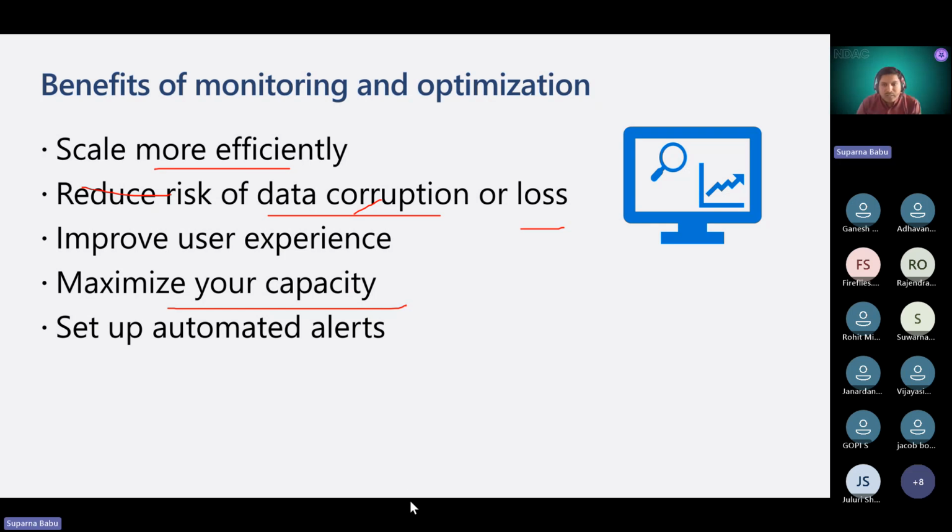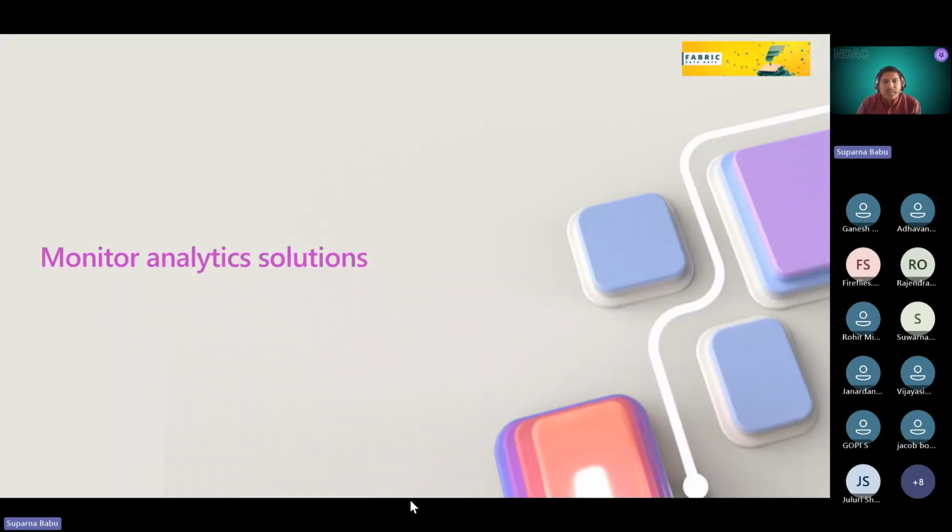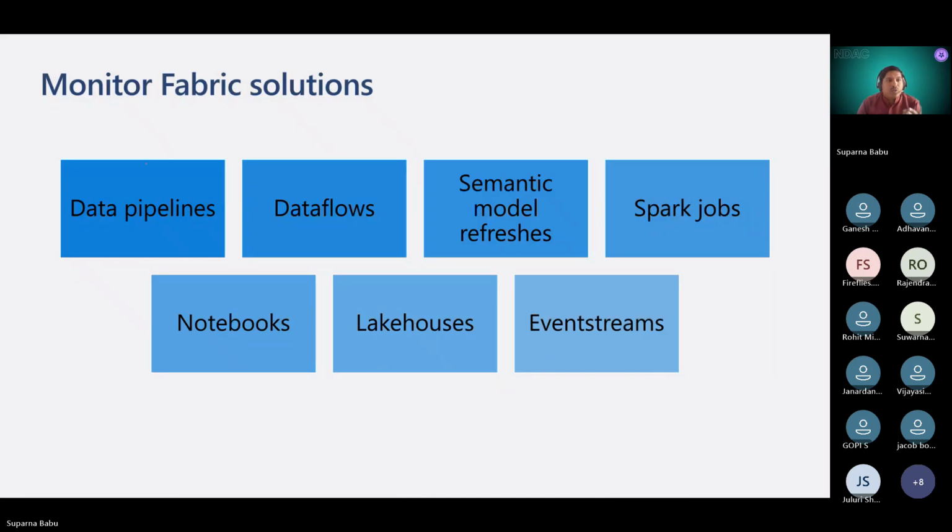Moving on to the next slide. Now let's see monitoring and analytics solutions. Here, you have a lot of workloads in Microsoft Fabric. The first one is data pipelines. By using data pipelines, you can build a pipeline. Why will this be helpful? You can bring data from one place to another place. So this is how data pipelines work.